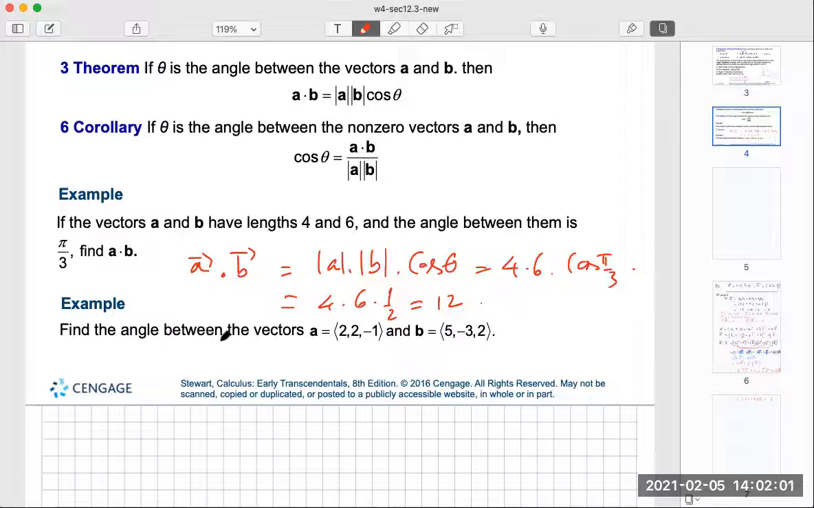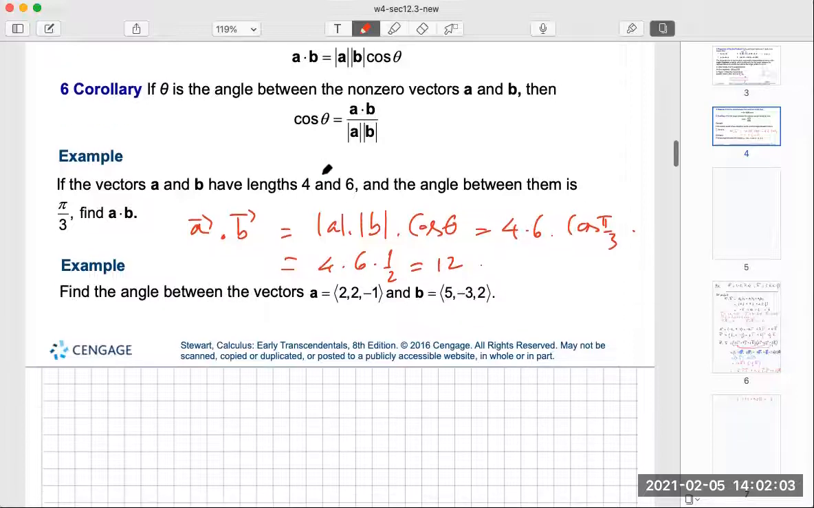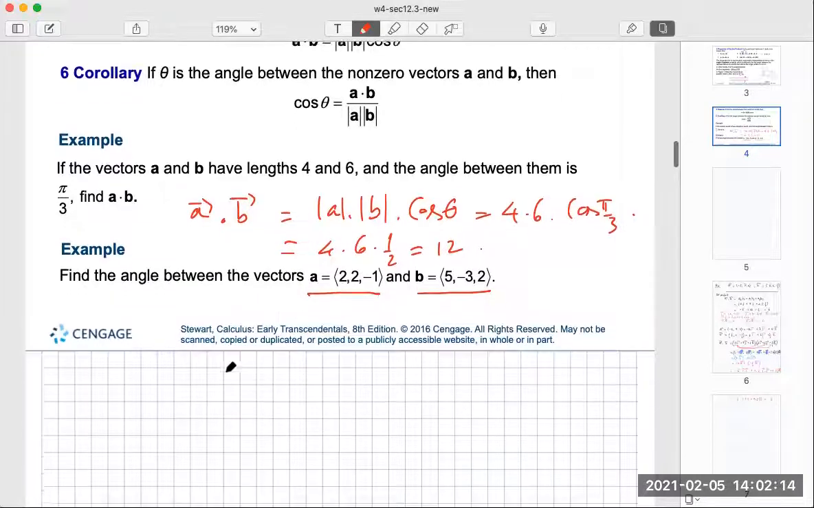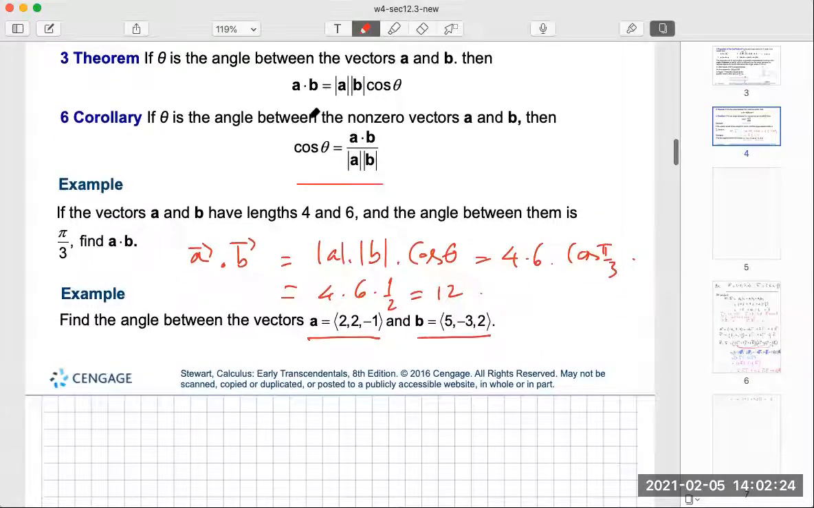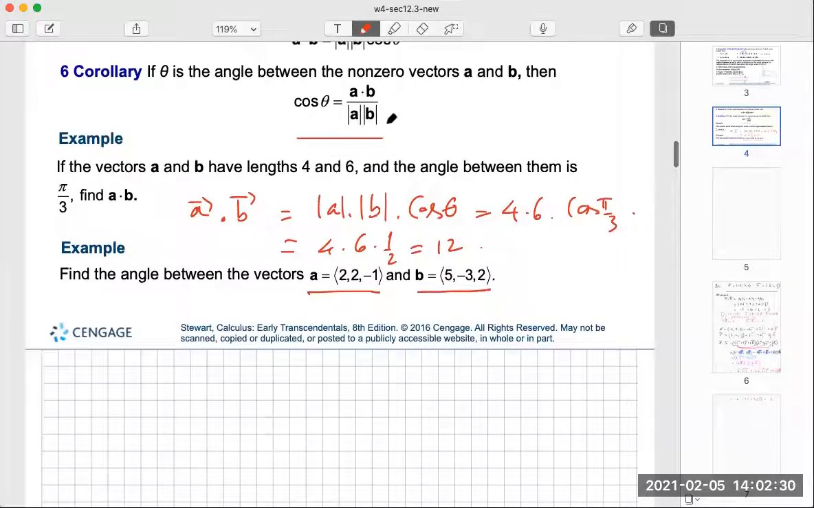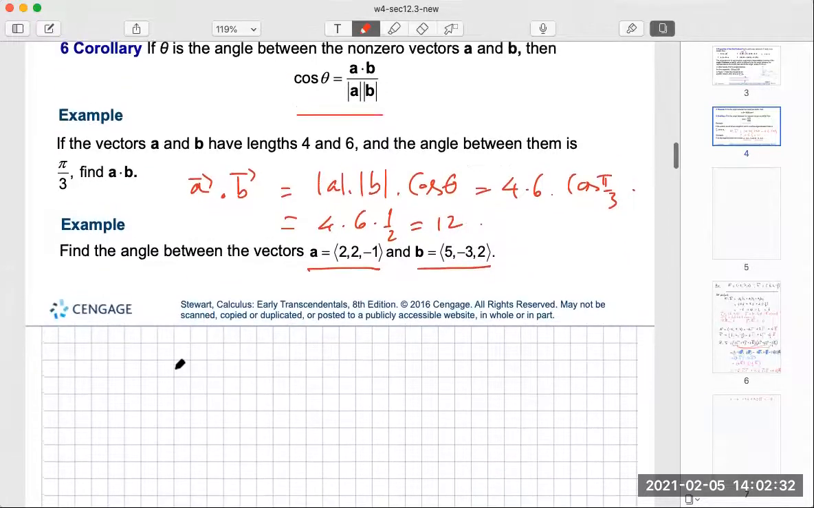And now find the angle between the vector A and B here. If A and B are non-zero, then we can find the angle between them very well. Then we can apply this formula, right? You see it? This formula comes from the above formula. We divide both sides by the absolute value of A and B. So what is the magnitude of A in this case?